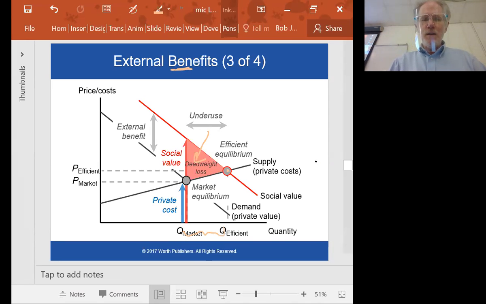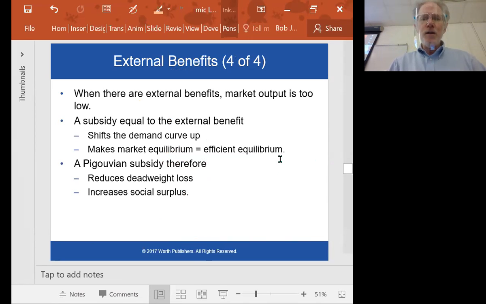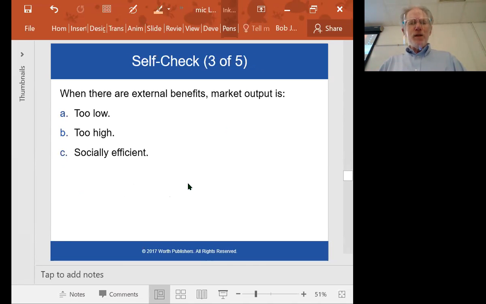But what we're saying now is, well, this is kind of a summary. When the external benefits from market output are too low, you can impose a subsidy equal to the external benefit. When consumers are subsidized, that increases the value to them of consuming the product because they're getting paid. The demand curve shifts up, and it's called a Pigouvian subsidy. And we're going to see that it reduces the dead weight loss and increases social surplus.